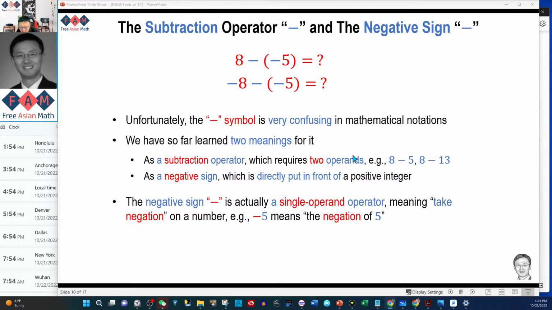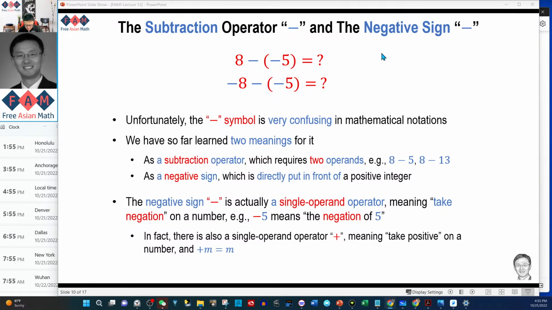It's very important to understand what we are doing here, meaning take the negation of a number. So -5 really means the negation of 5. But what is the negation of 5? We'll talk about that later today. But for now, you should break any misconception you may have when you look at a negative number like -5. Yes, we call it a negative sign. But what is a sign? It's just a symbol, right?